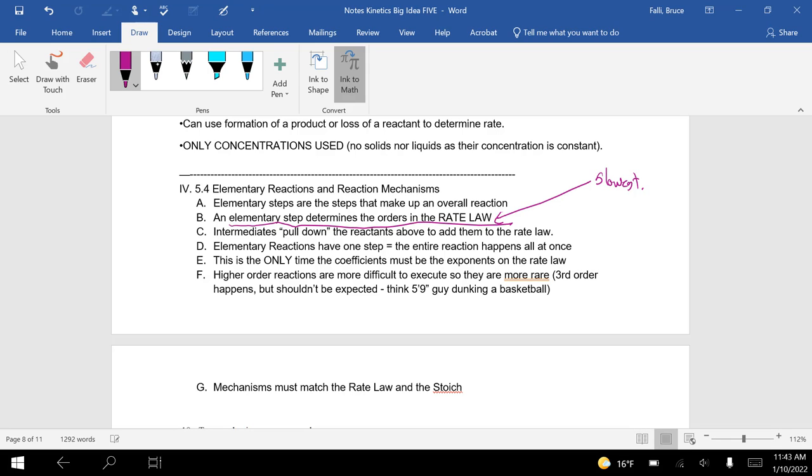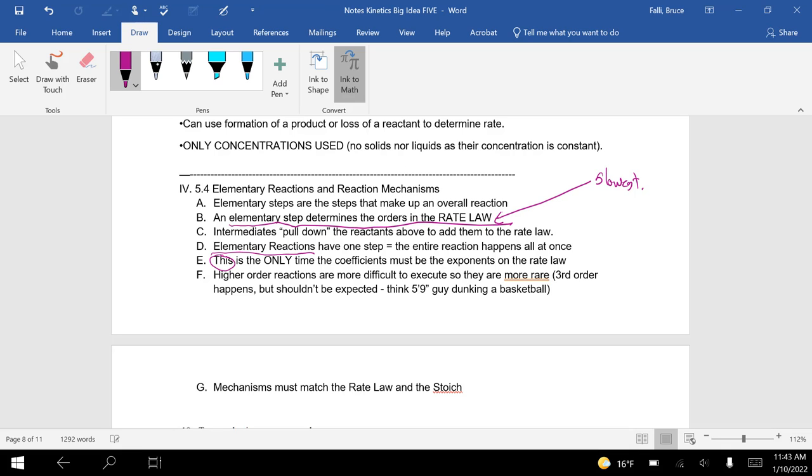Elementary reactions have one step. That means an elementary reaction, not an elementary step, has only one step. The entire reaction occurs in one step. This is the only time that the exponents are the rate law.